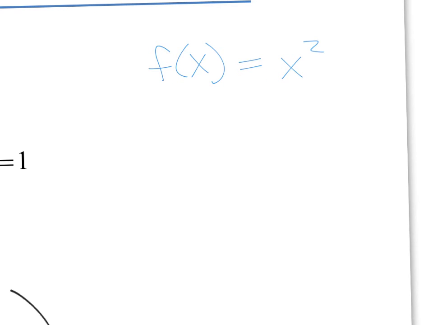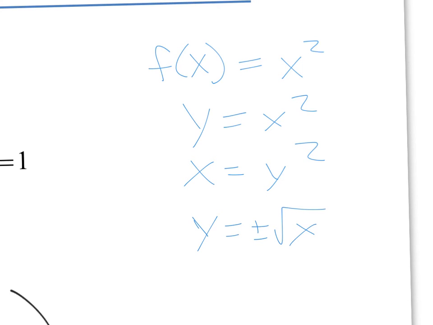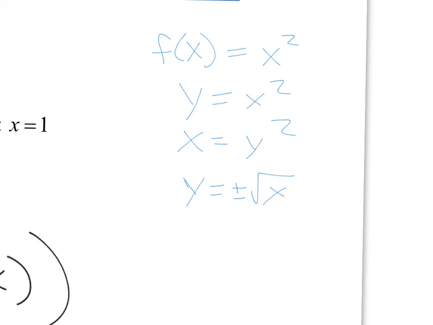So what we do is we temporarily replace the f of x with y. Then you switch your x and your y. And then you solve for the new y. So if you solve for the new y, you take the square root of both sides, you would have that y equals plus or minus square root of x. And then you would replace the y now with f inverse of x, because this is now the inverse function.